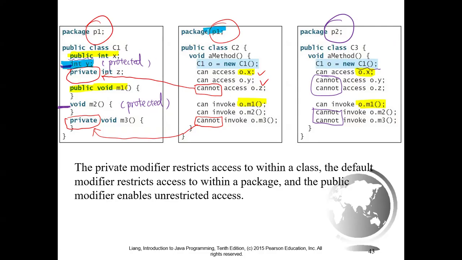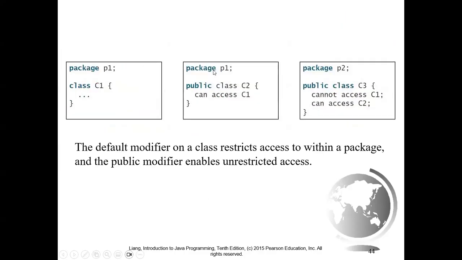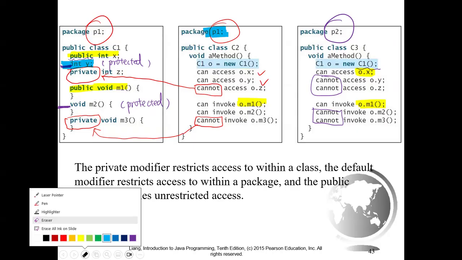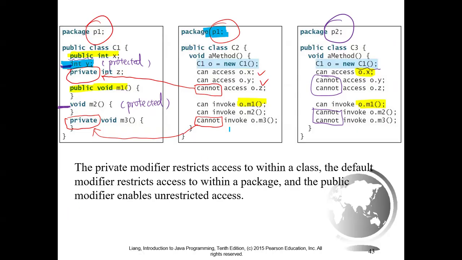For this one, we can access it through the same class. This is OY. But we cannot access it because here is P2. We are in different packages. And the same thing is for the method.